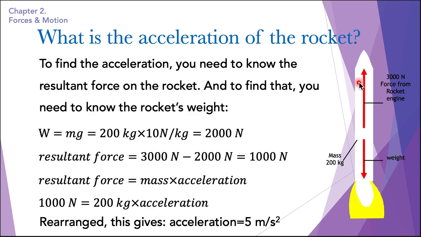Now we are going to find the acceleration of the rocket, and for that we're going to use this equation. Force is equal to ma. So we get the resultant force, which is 1000 newtons, equal to 200 kg times acceleration. When we rearrange this equation to find acceleration, we divide the resultant force by mass and we get 5 meter per second squared. So the acceleration of this rocket is 5 meter per second squared.